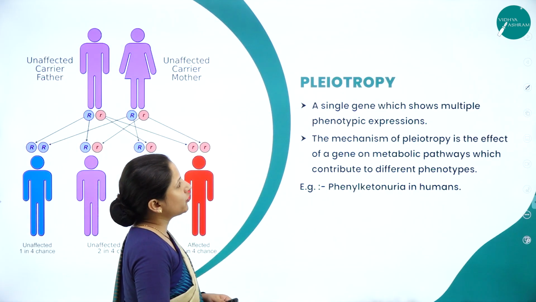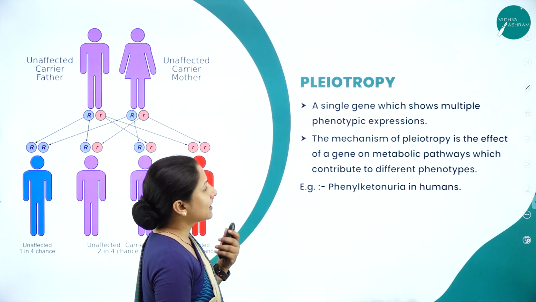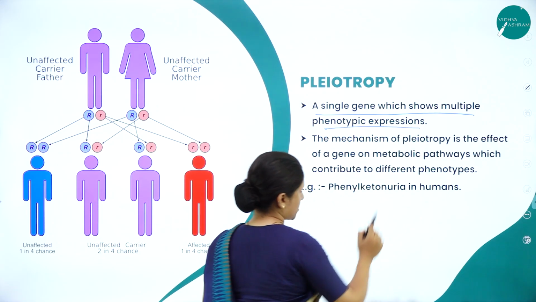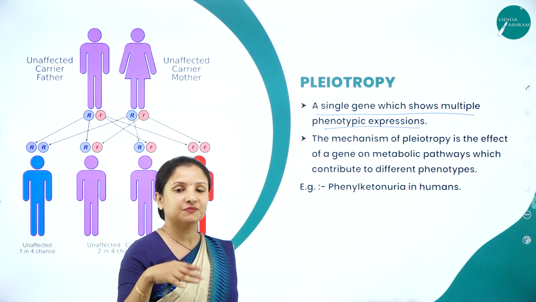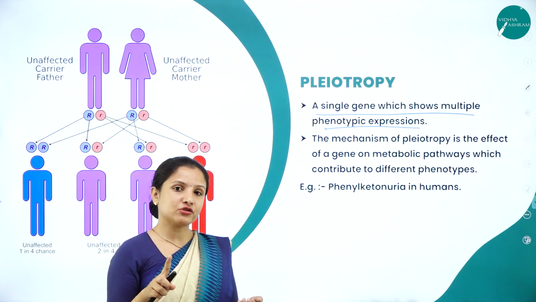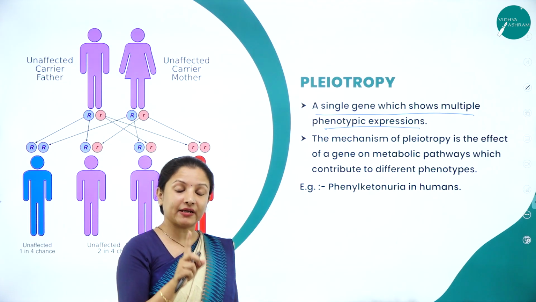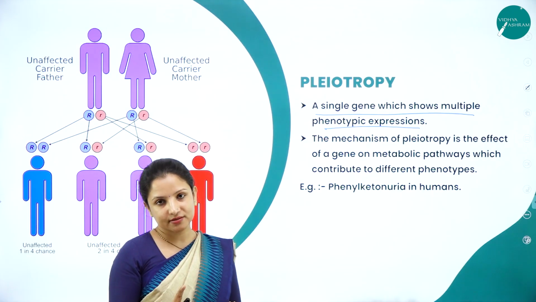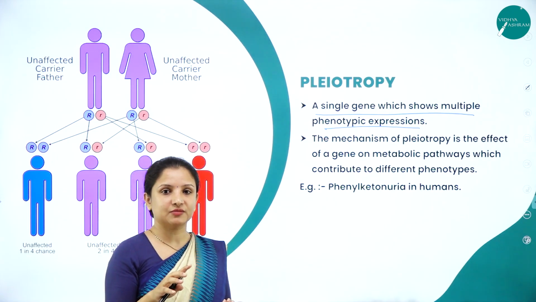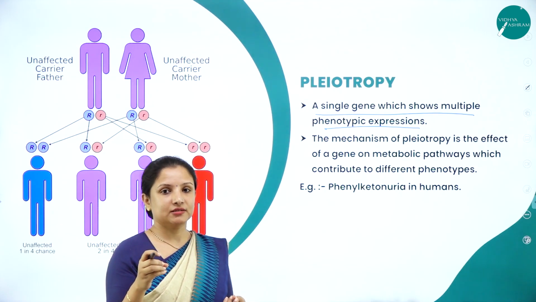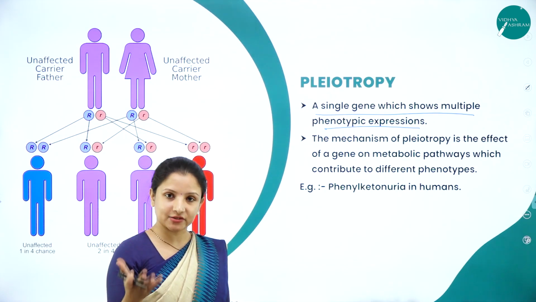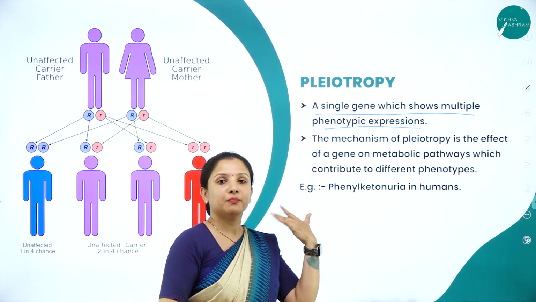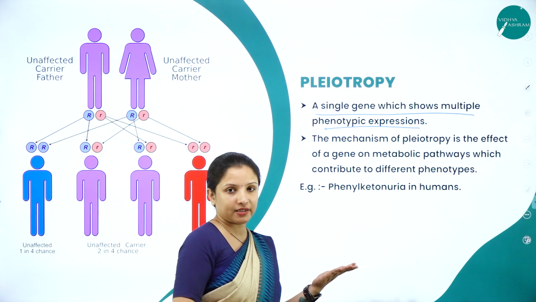Next, talking about pleiotropy. So pleiotropy, as I said, is a single gene which shows multiple phenotypic expressions. That is, one single gene will express multiple characters. Otherwise, usually one single gene will represent only one character. That is, one gene is responsible for hair color, one gene is responsible for eye color, one gene is responsible for, say for example, the texture of the hair. But here, one gene is responsible for multiple characters.